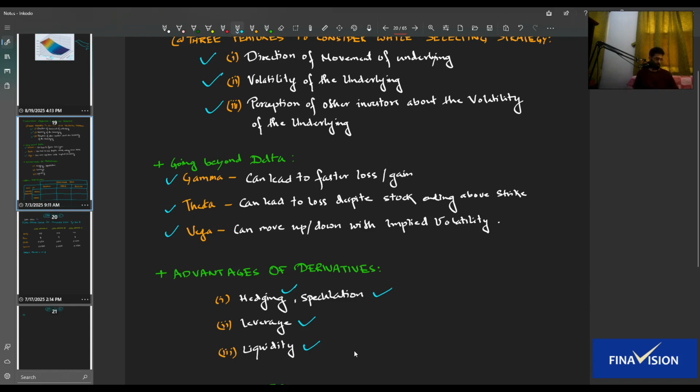Now, based on the view of the volatility and based on the view of direction, which also incorporates the reaction of other participants in the market. For an investor, when the investor is trying to make an opinion on the direction and the volatility, that opinion includes the response of other market participants. So one may think that, okay, prices are going to rise because the stock is doing well.